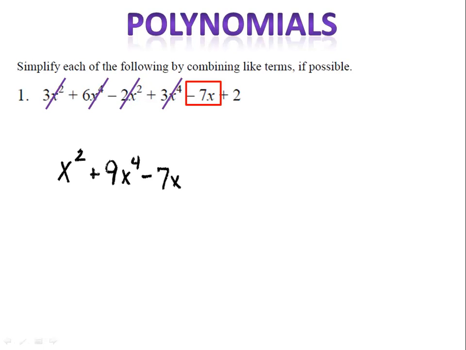Now I have a minus 7x, and since that's the only thing with just an x, I'll just bring it right down. There's nothing to combine it with. And the same is true for the 2. There's only one thing that has no variables, so I'll just bring that down with me.